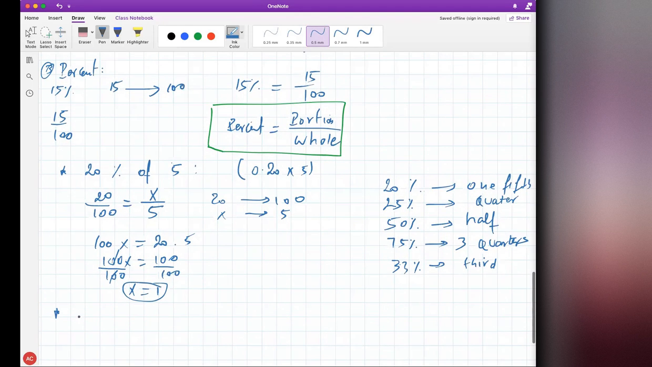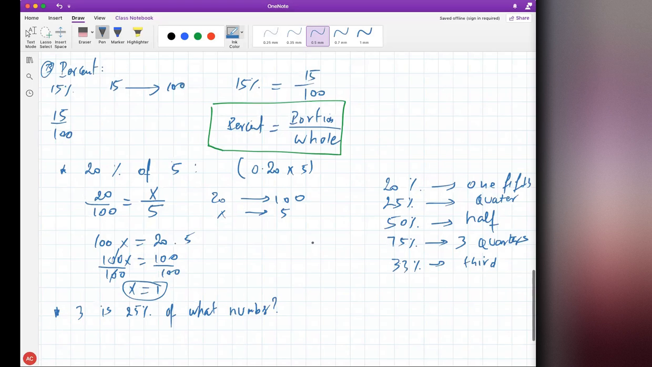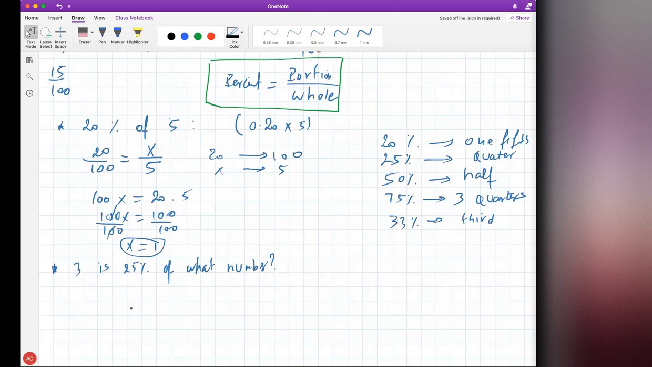Let me give you another example. Let's say 3 is 25% of what number? You might be able to figure it out easily. This is not a difficult one. You can probably do it. But if not, it's not a problem. That's why we have the equation, so we can solve all the problems, the easy ones and the difficult ones.